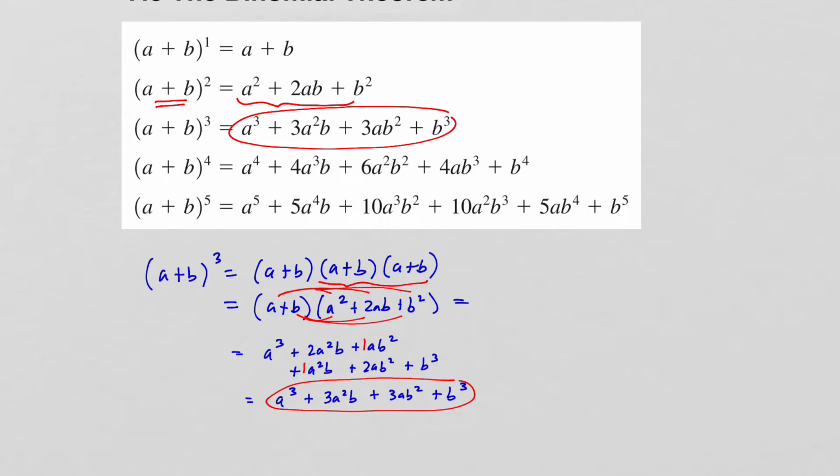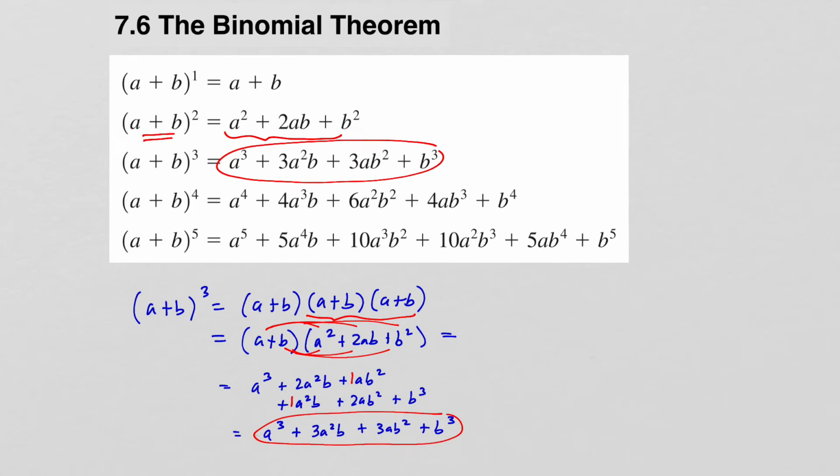Now, you can keep doing this. So to get a plus b to the fourth power, you can actually just take this result and multiply it by a plus b. But it's kind of a lot of work, and you would end up getting this. And you can see that each time you multiply by an additional factor of a plus b, it gets more and more complicated. And so in this section, what we want to do is explore whether or not there is an easier way to get these products. And there is, and it's called the binomial theorem.